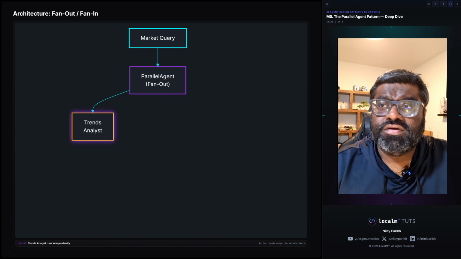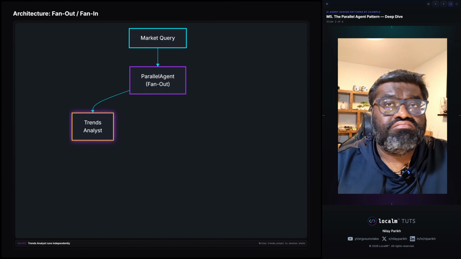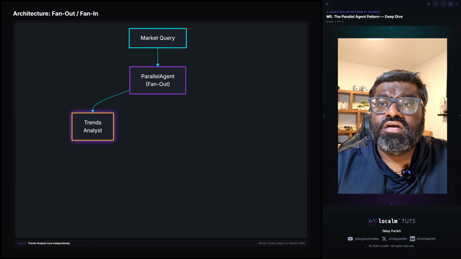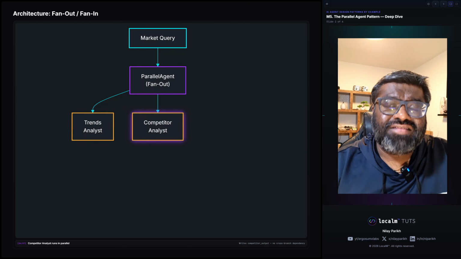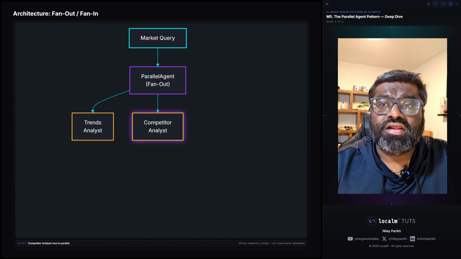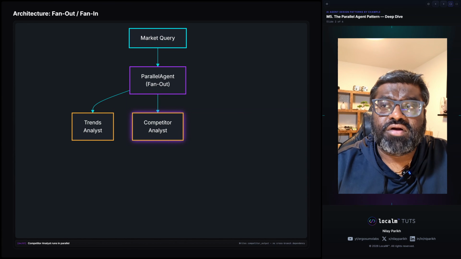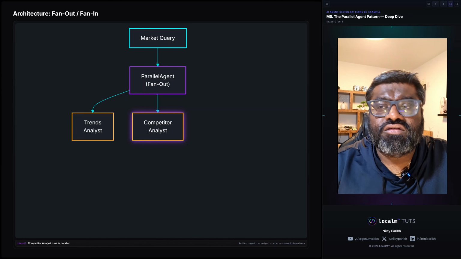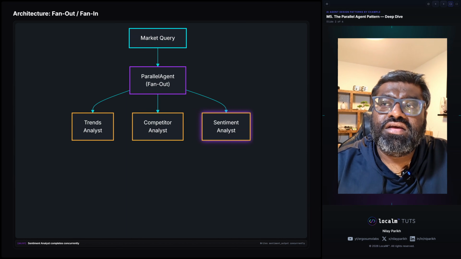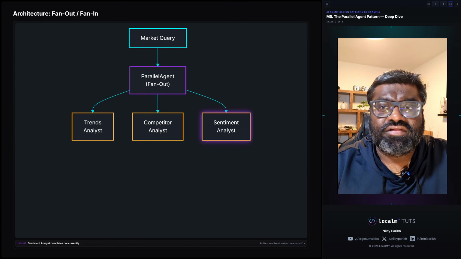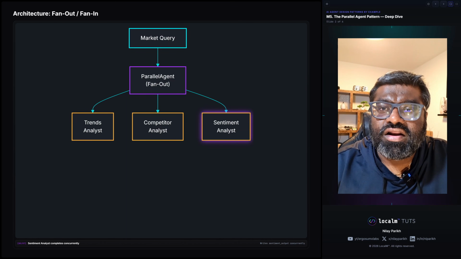The trend analyst zeroed in on market trajectory. It figured out adoption rates, growth segments, emerging technology, and it writes everything it finds into a session state under, let's say, a variable called trend output. At the exact same time, the competitor analyst is mapping the competitive landscape: market share, features, pricing. It doesn't need anything from the trend branch, completely independent. And the sentiment analyst is evaluating developer adoption signals, such as community activity, satisfaction, pain points. All three branches are running at once.